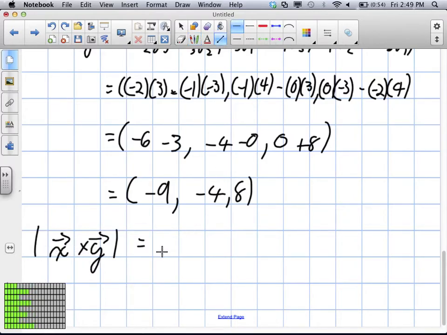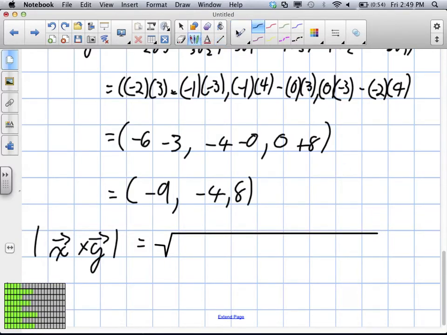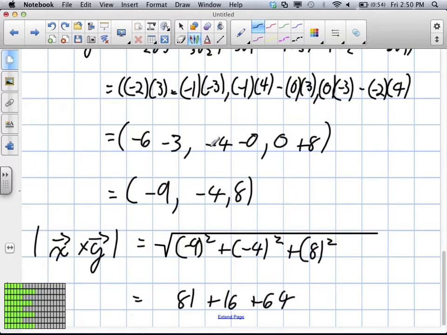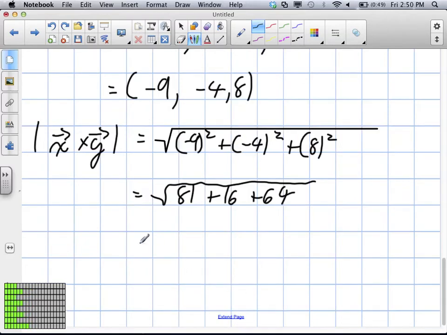is, we use that little formula we have, square root. Should have been doing that from the start. Of -9 squared plus -4 squared plus 8 squared is equal to 81 plus 16 plus 64, all square rooted. See if we can figure this out. That'll be 70, 80, 161. Root 161. Are we done?